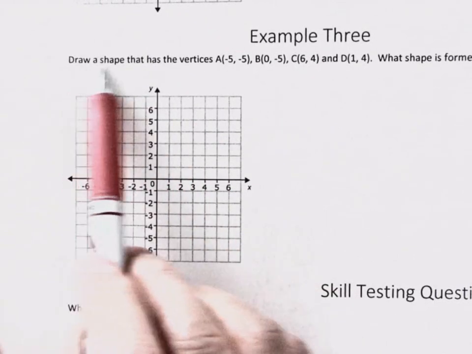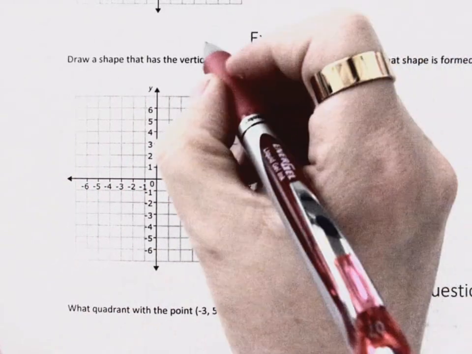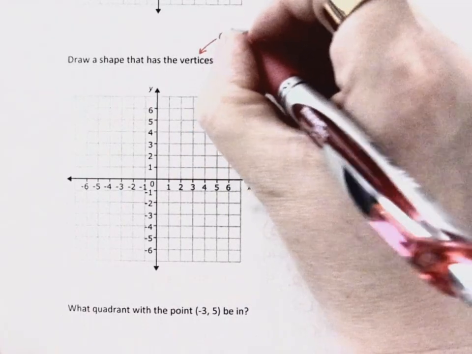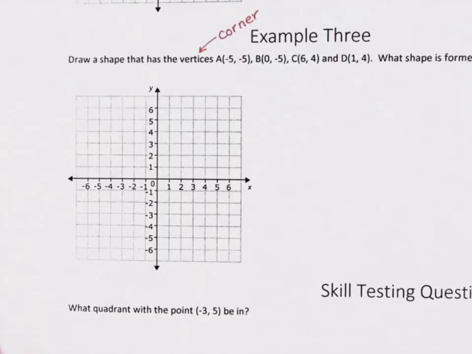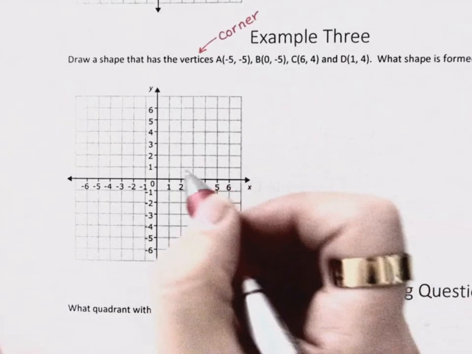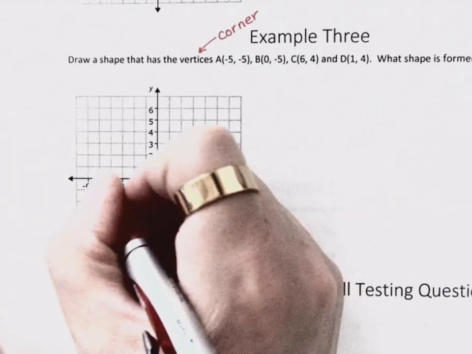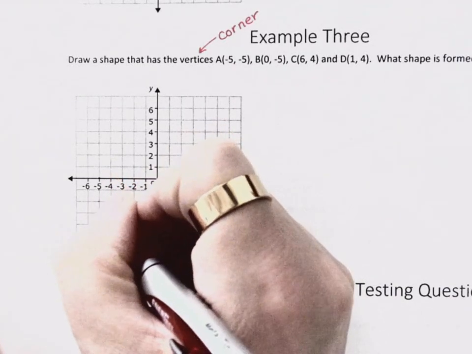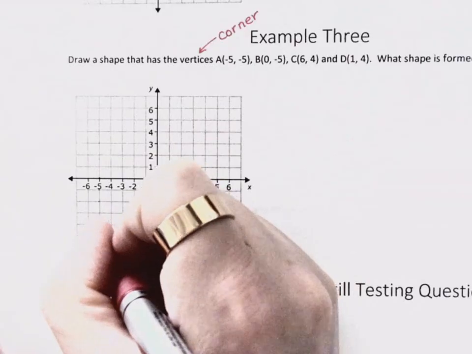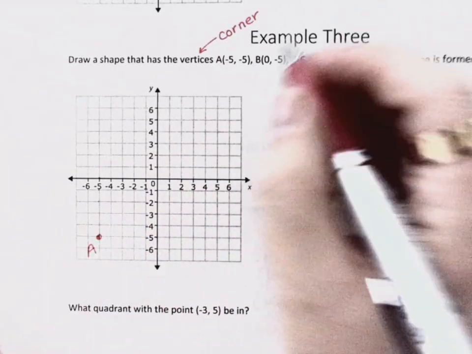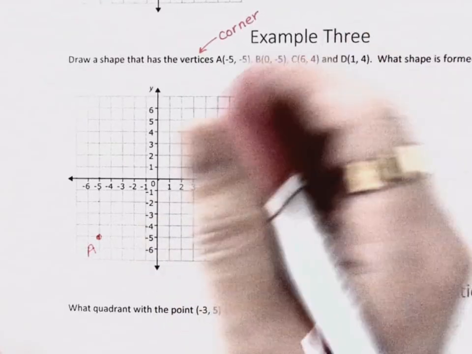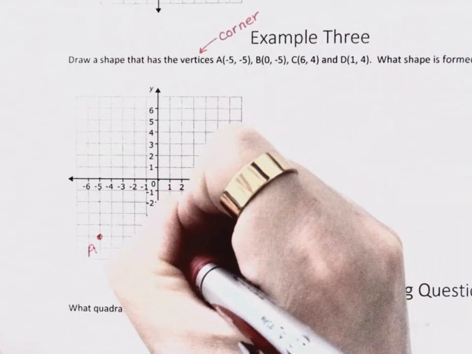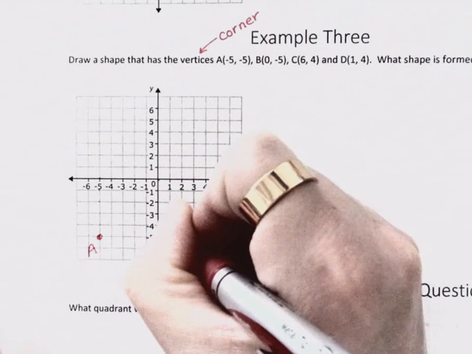Okay, so this one we're drawing a shape with the vertices. Vertices is the fancy math word for corner. So we know that this shape has 4 corners. All right, so I got -5 and -5. So 1, 2, 3, 4, 5. So I'm going to drop my point here, A. B is at 0 and -5. So 0 tells me I don't move left or right, and I just go straight down to -5. That's B.